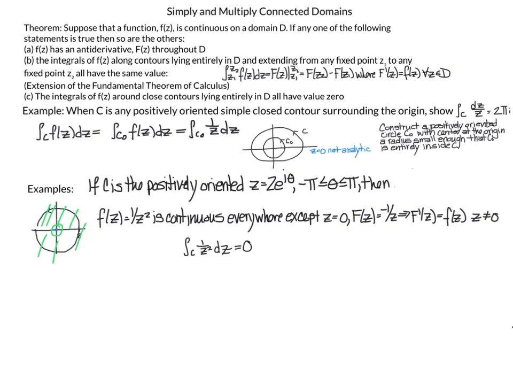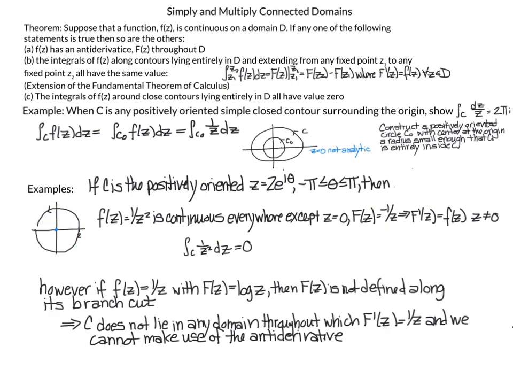So the antiderivative of 1 over z squared is minus 1 over z, or in other words, F prime of z is equal to f of z. As long as z does not equal 0, we can apply our theorem then and say that, it's this theorem here where the integral around a closed contour will all have 0 value. So we said if C is a closed contour, then the integral of 1 over z squared dz equals 0. And this is the example of how this theorem is supposed to be used.